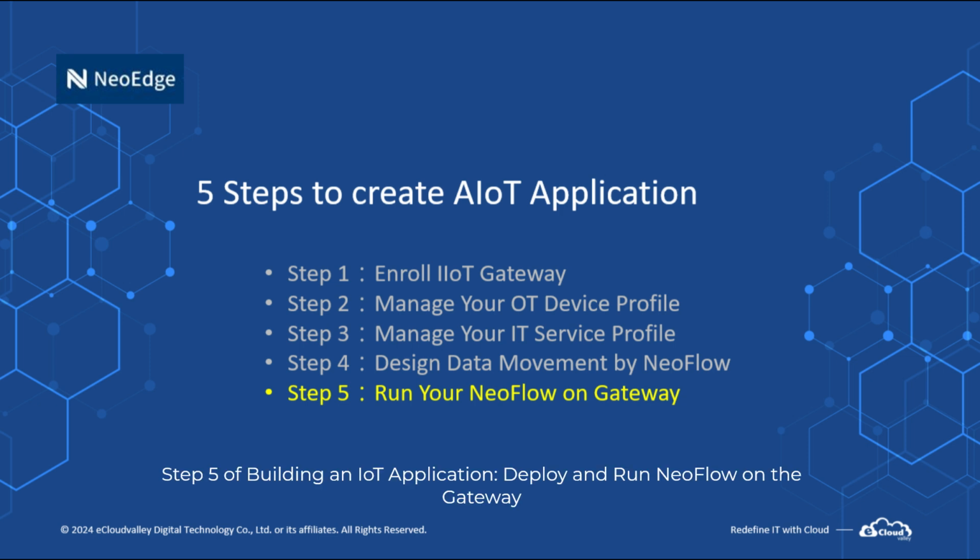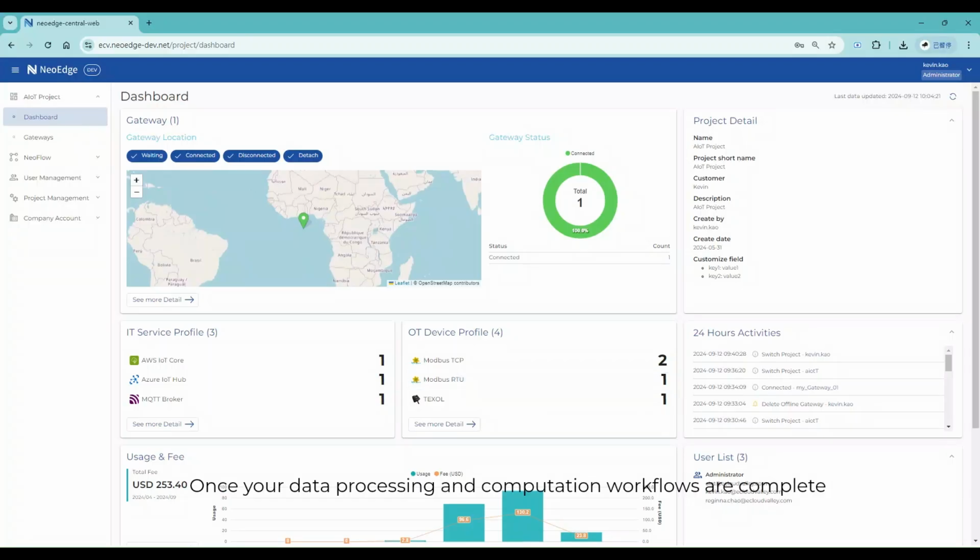Step 5 of building an IoT application: deploy and run NeoFlow on the gateway. Once your data processing and computation workflows are complete, the next step is to deploy them onto the physical gateway and verify if the entire process functions as expected. Are there any errors? Let's get started.